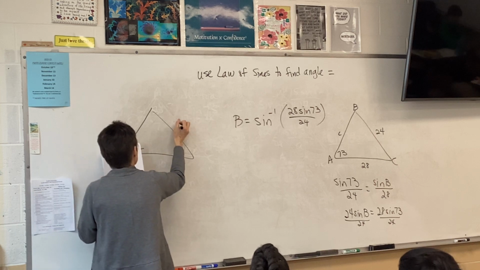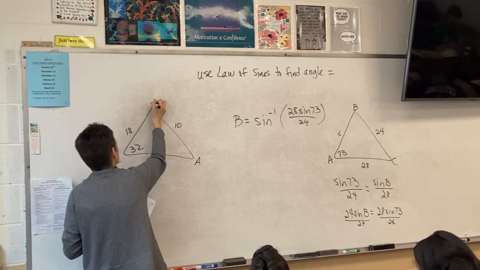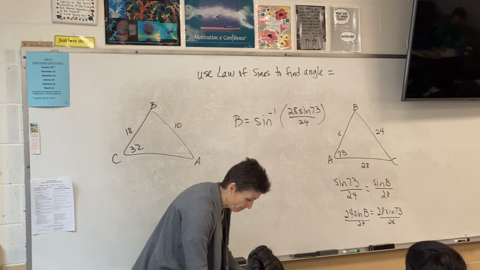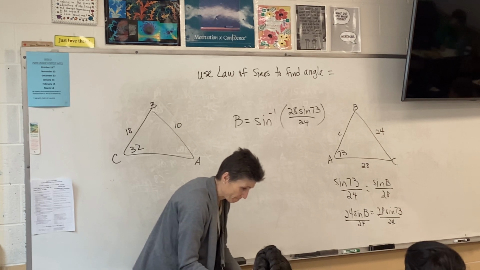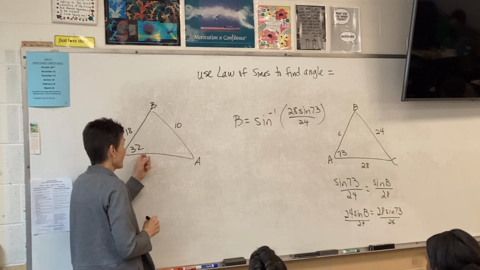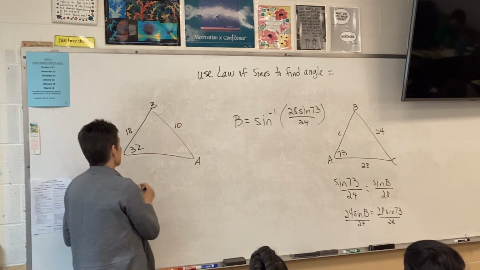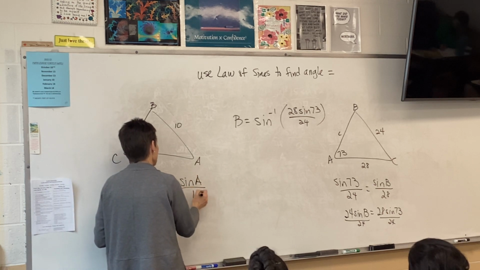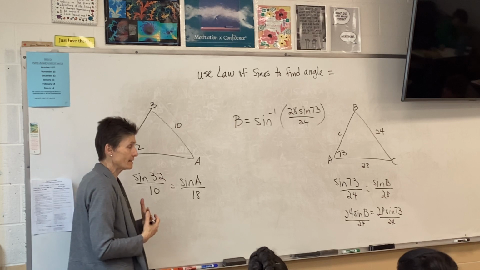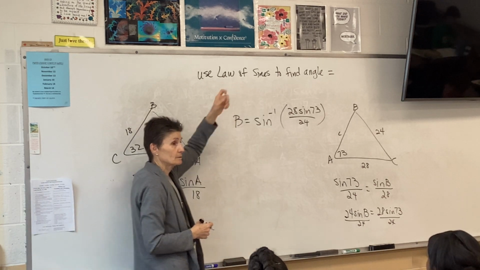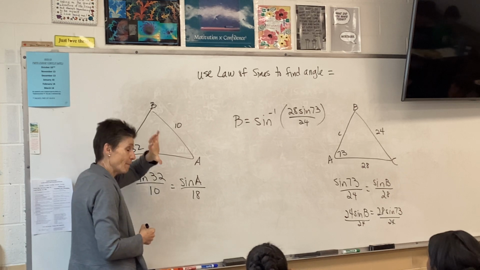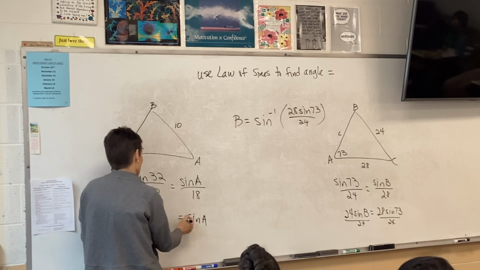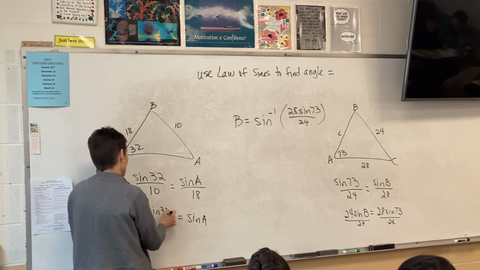So C is 32, C is 10, A is 18. Come on, guys, we gotta get this done. All right, you recognize your law of sines right here? So sine 32 over 10 equals sine A over 18. And the minute I write that, I go on high alert. Caution, caution, there might be another triangle. Well, let's see if this even works out. So sine A is going to equal 18 sine 32 over 10.